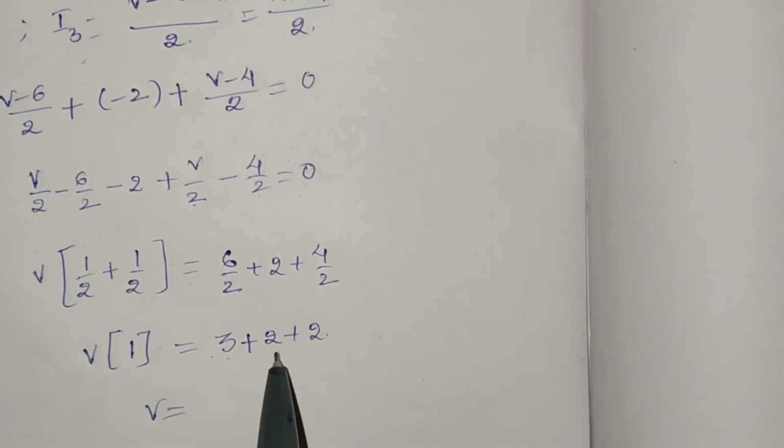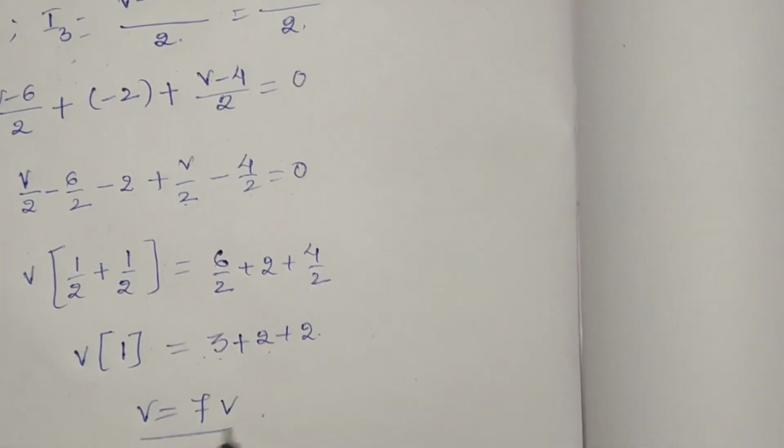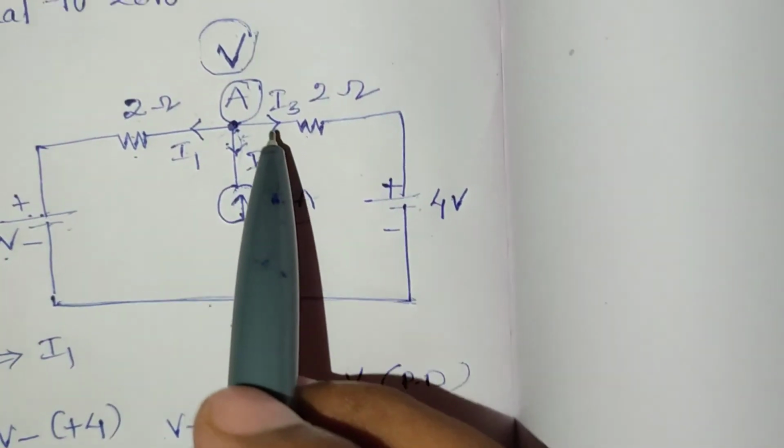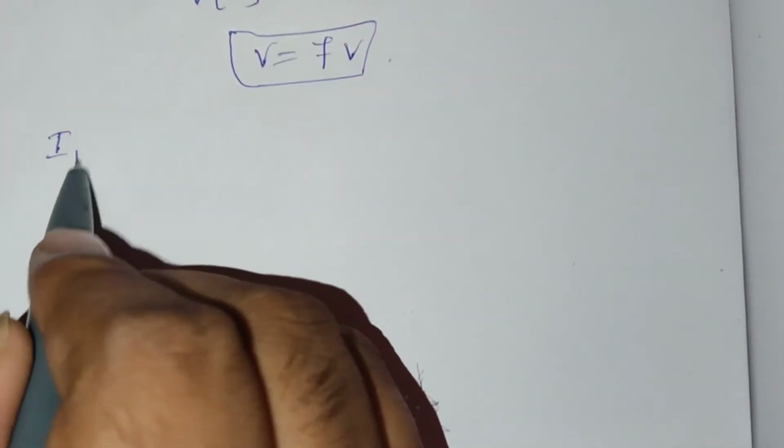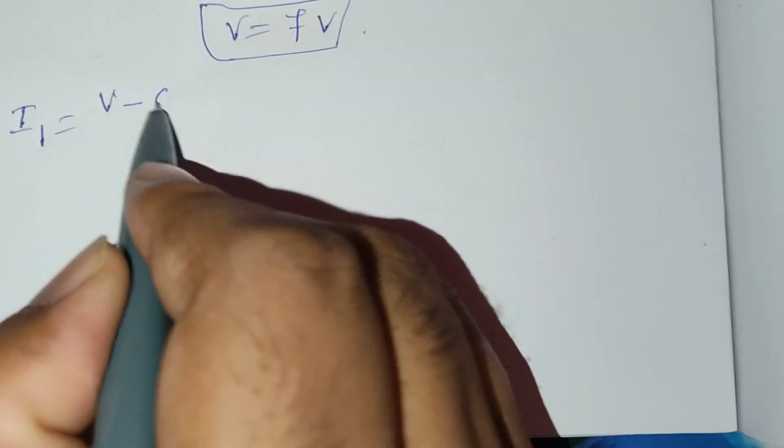So V here is equal to how much? 7 volts. So the voltage at point A is 7 volts. If you get this 7 volts, you can find I1. So what is I1 here? I1 is nothing but V minus 6 by 2.